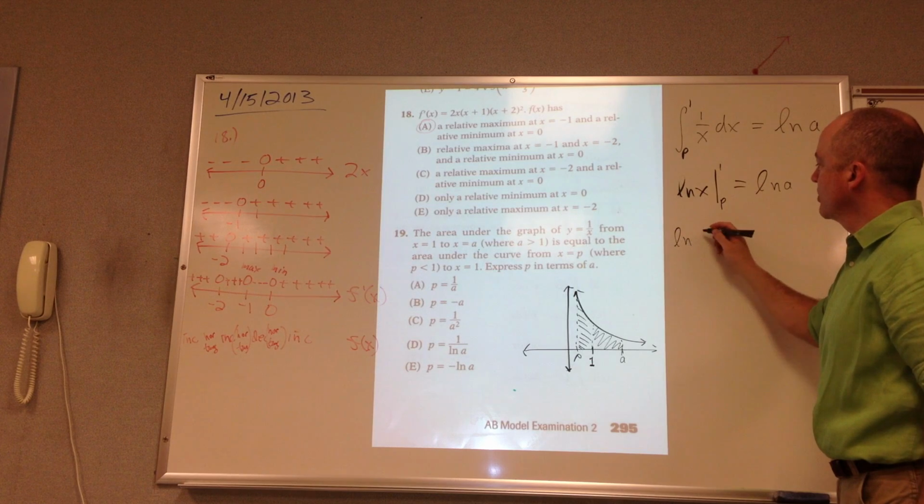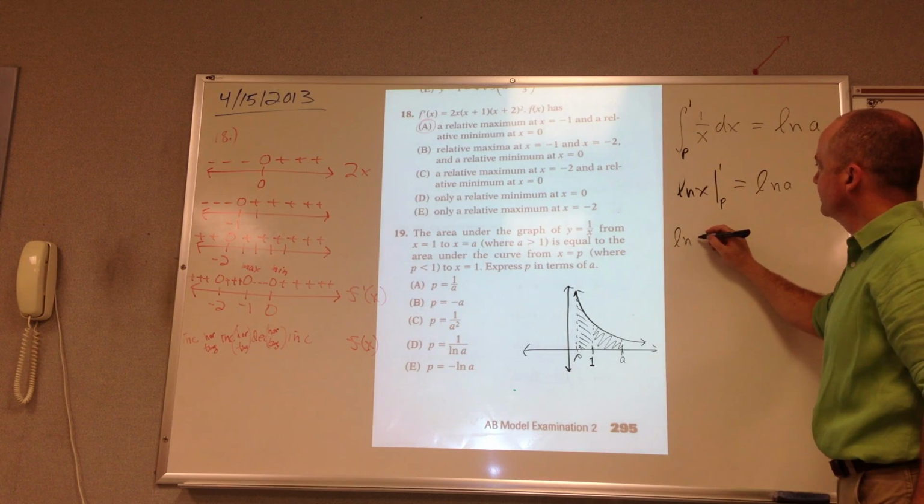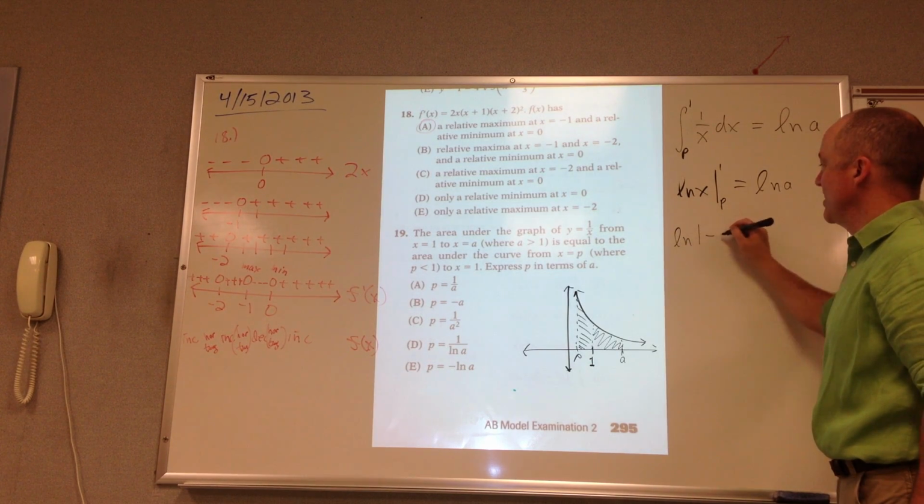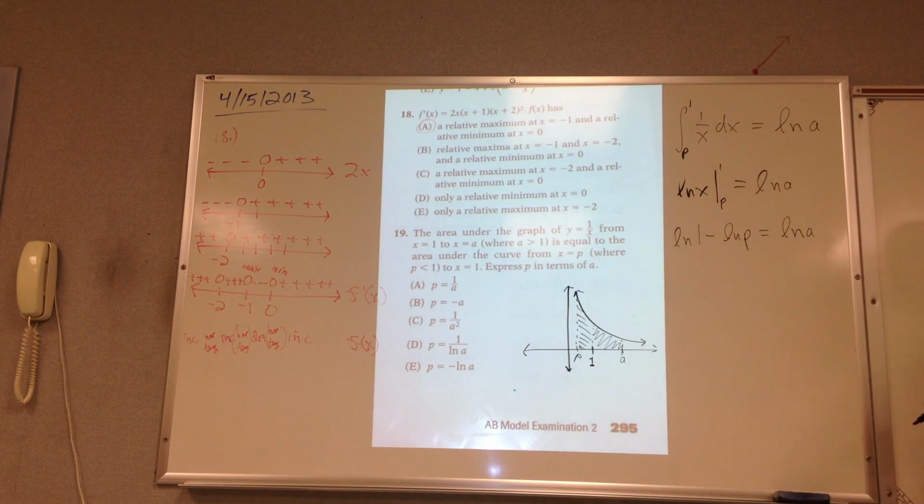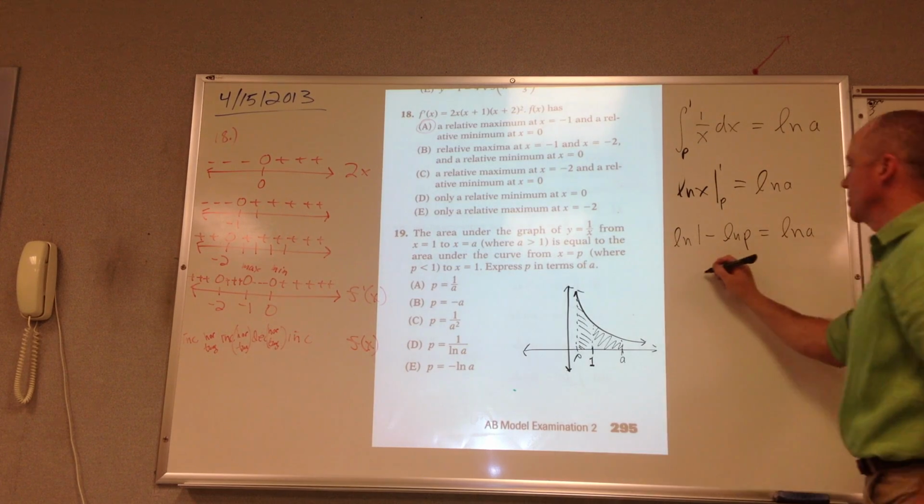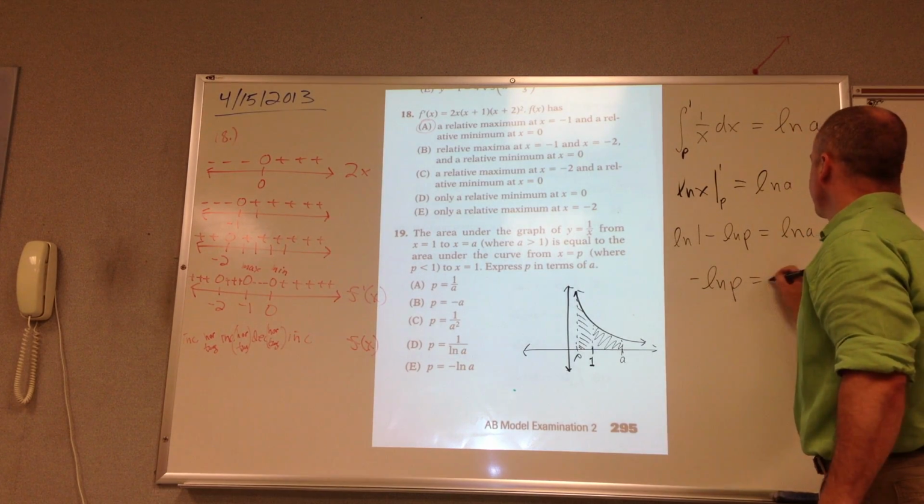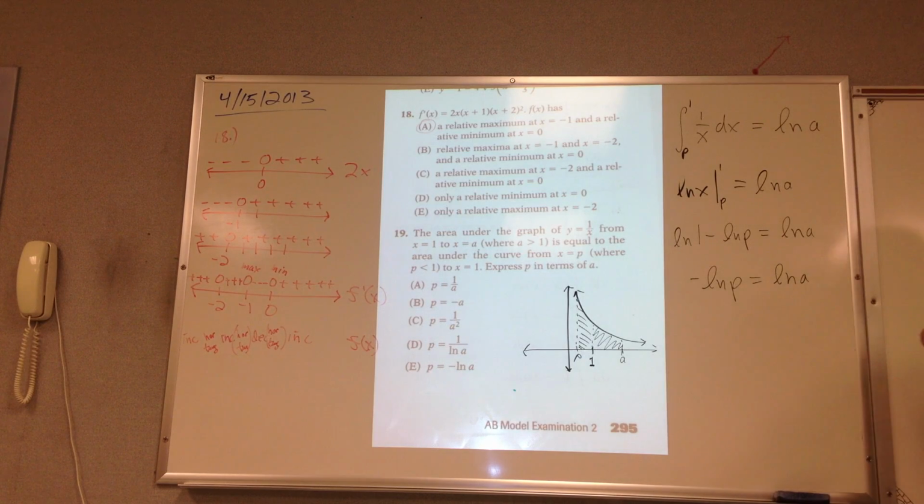So I'm going to get the natural log of 1 minus natural log of p. Once again, natural log of 1 is 0. So we're looking at negative natural log of p equals natural log of a. Have we expressed this in terms of p yet? Have we got p by itself yet?